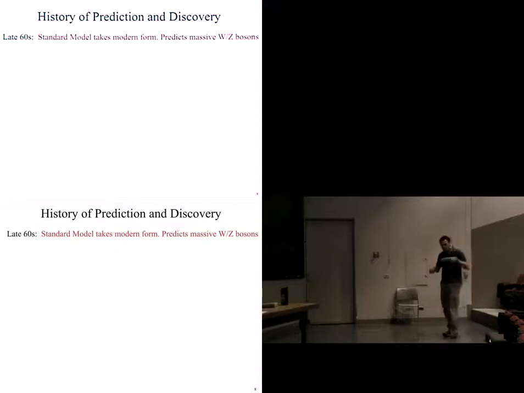Okay, so I've been presenting this in a logically consistent way, but there's a rich history behind all of this. I thought I would just give a very brief summary of this sector of it. In the late 60s is when the Standard Model really took its modern form. In particular, it was able to explain the weak interactions, and it did this by predicting massive W and Z bosons. And as I mentioned, this was hard to swallow at first because the theory predicts that these things can't be massive.